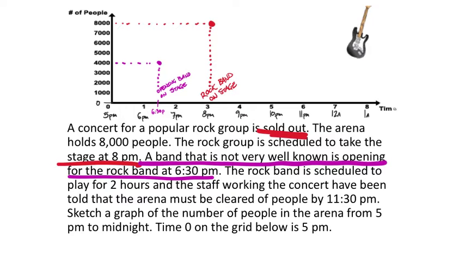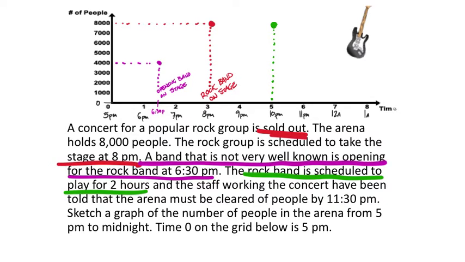of this. And notice that we've already read it once. This is the second time going through it, maybe the third, but you may have to read these and reread these several times. The rock band is scheduled to play for 2 hours, and the staff working the concert have been told that the arena must be clear of people by 11:30 p.m. So this rock band, that's how long they're scheduled, 2 hours. So if they're starting at 8 up here, then they're going to go for 2 hours. That would be 10 p.m., right? That's when they're going to end the show.